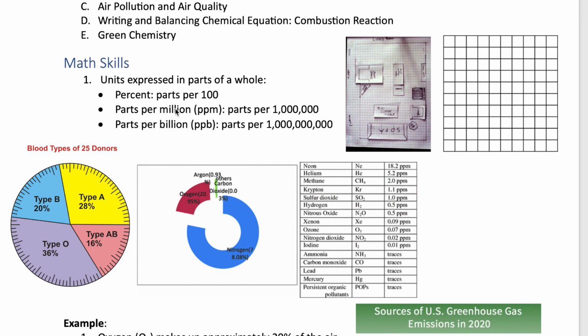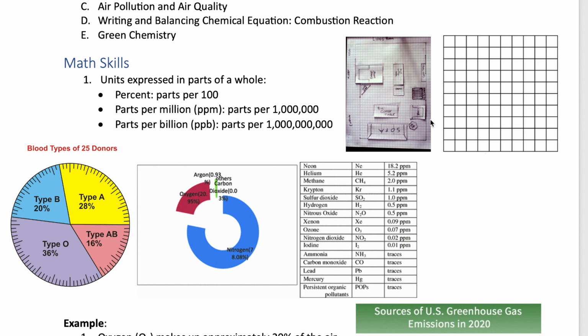We also have these two other units that express parts of a whole, and they're shortened into ppm for parts per million and ppb for parts per billion. So if a percent is parts out of 100, this is parts out of 1,000,000. In other words, if you imagine that same square, instead of dividing into 100 smaller squares, you're now dividing it into 1,000,000 smaller squares.